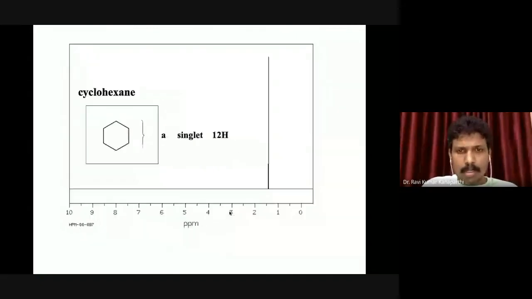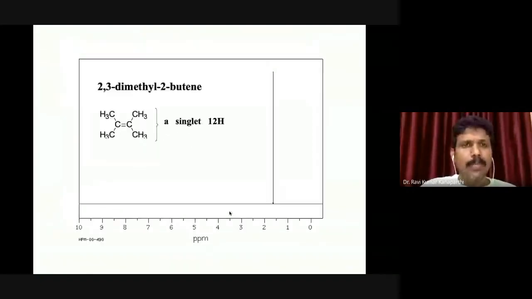Okay, so this is a simulated NMR spectrum of cyclohexane. It is a symmetrical molecule. All the 12 protons resonate at one position, usually at 1.5, we will see one position.